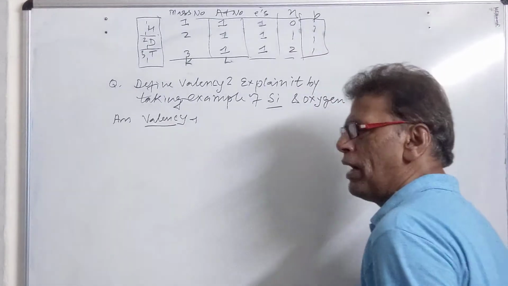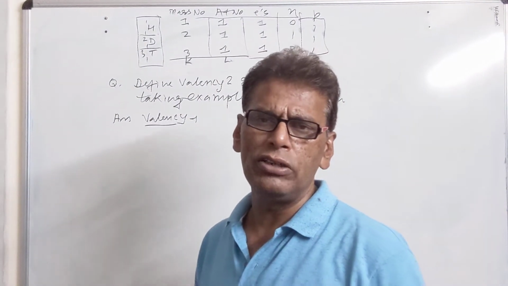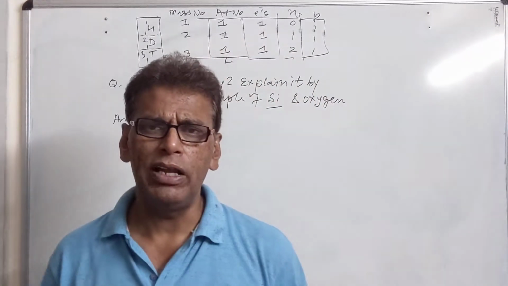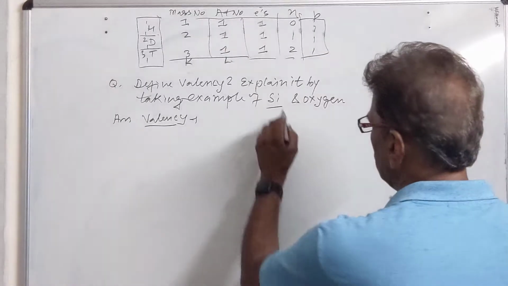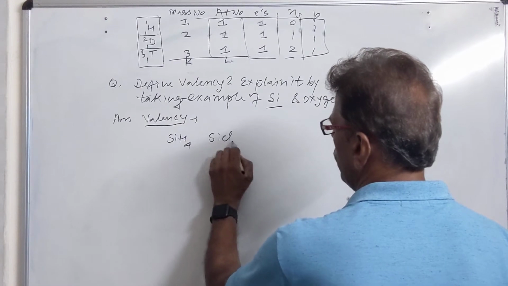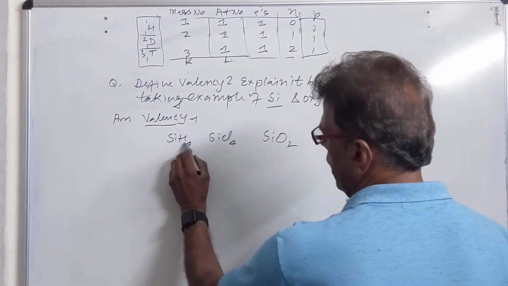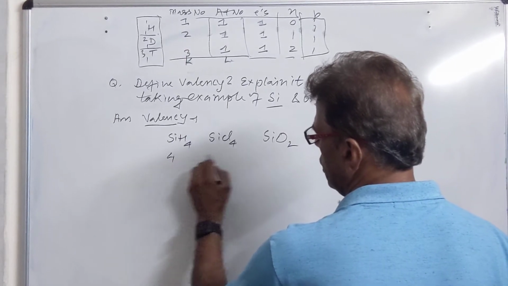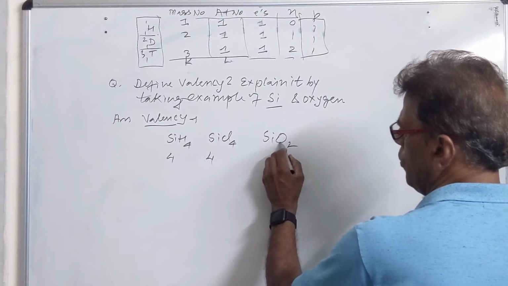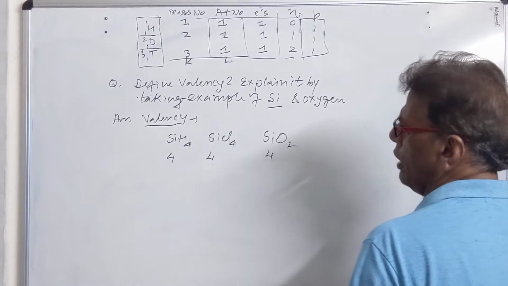It is defined as the combining capacity of an atom of an element, or it is equal to the number of hydrogens or number of chlorines, or double the number of oxygen atoms with which an atom of an element combines. So in this case, let us explain the valency of silicon. Silicon can combine with 4 hydrogen, it can combine with 4 chlorine, it can combine with 2 oxygen. So in this case, the combining capacity of silicon is 4 hydrogen. So valency is 4 here. Double the number of oxygen: 1 silicon consumes 2 oxygen. So double this number, you will be getting 4 valency of silicon here.